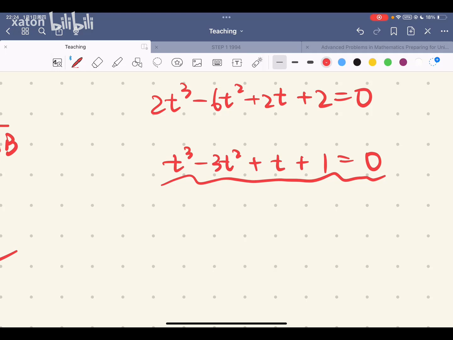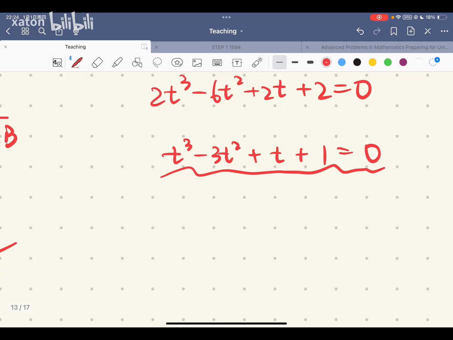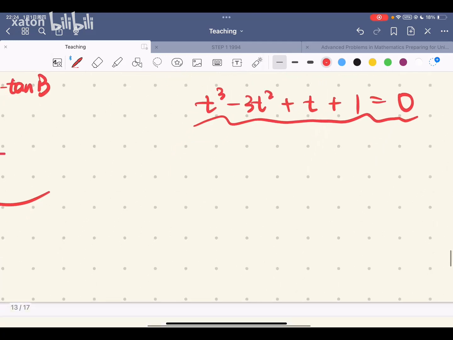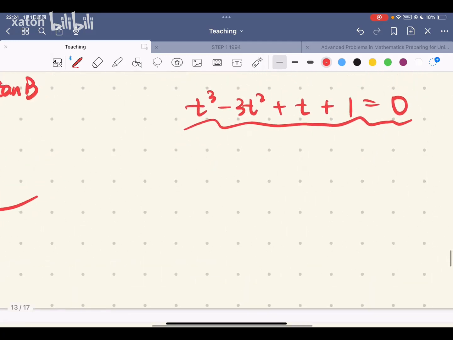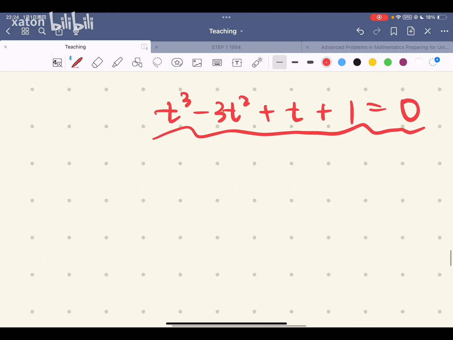When we are seeing functions with high degree, complex polynomial functions, we have to guess the root first. We guess roots like 1, minus 1, 0, 2, minus 2. And for this, within a second, we can tell that t equal 1 is a root because 1 minus 3 plus 1 plus 1 equals 0.